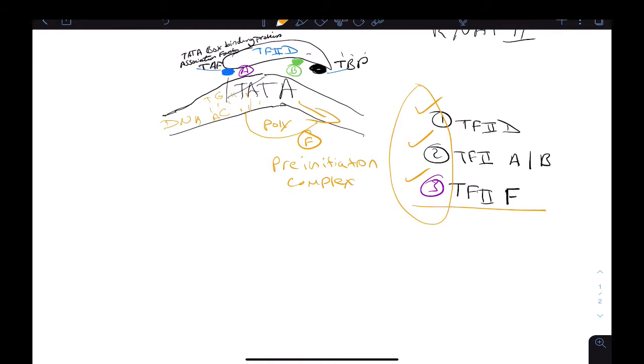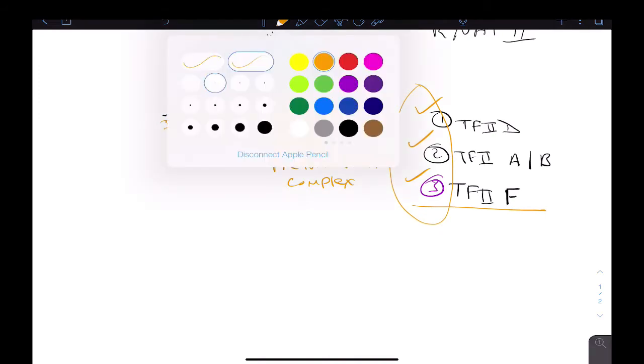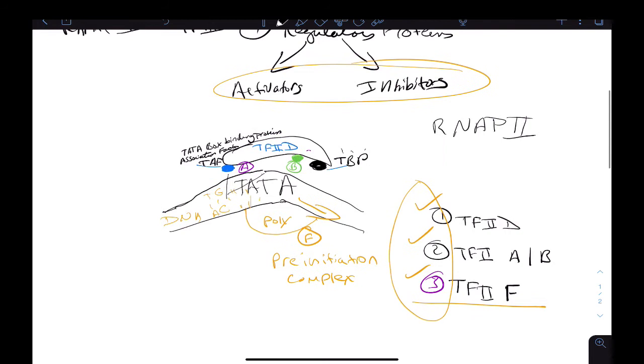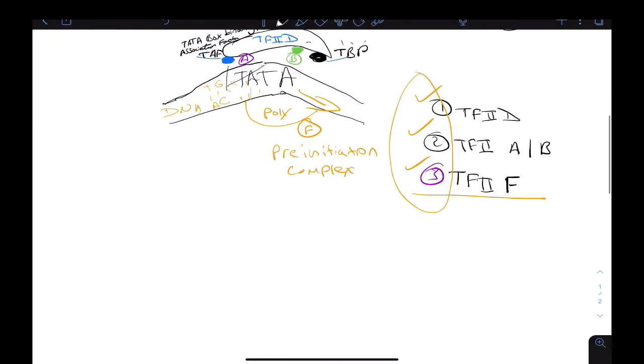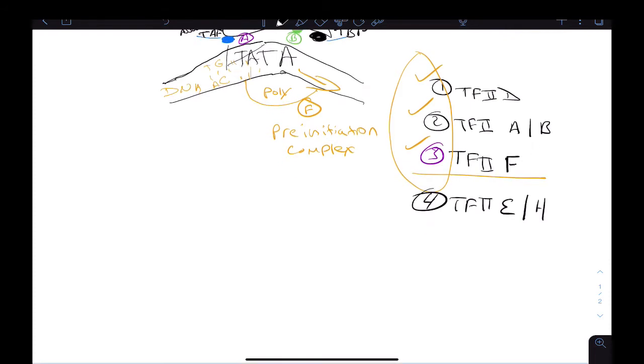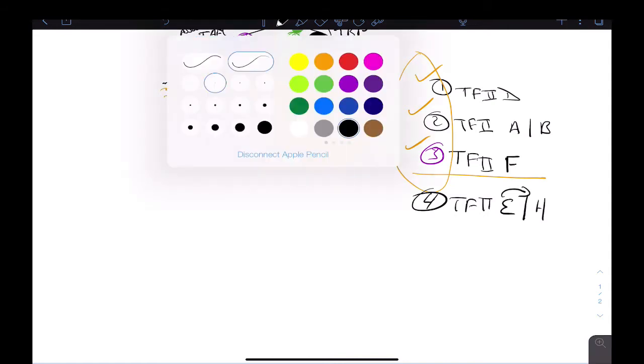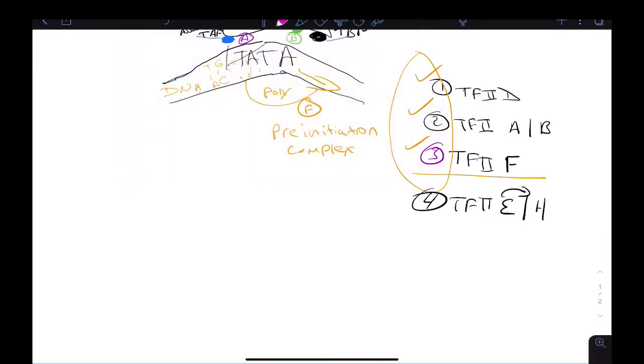So how is that going to happen? The fourth player that's needed now, if we have this positive signal to go, then we end up having the fourth guy that comes in. And this is where TF2E and H come into place. So what's going to happen over here is this. As I said before, TF2E goes and actually recruits H, and then we end up getting TF2H. That comes in onto polymerase.